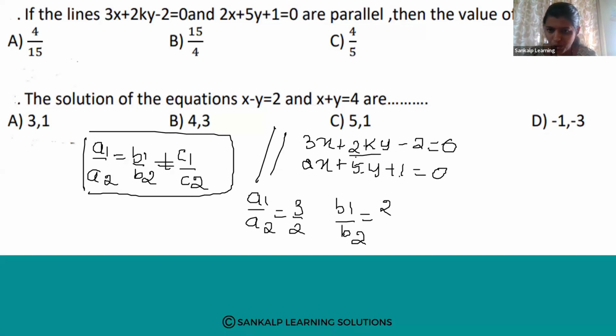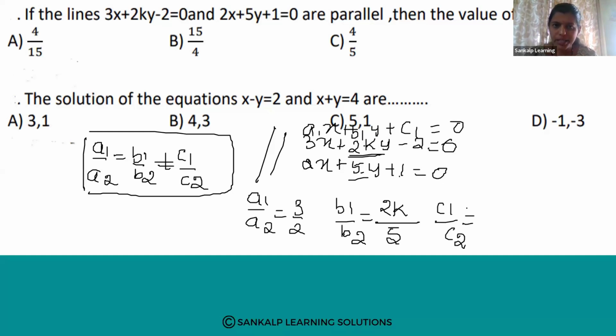B value is 2k here. Why? Because in a1x plus b1y plus c1, y means 2k is the coefficient of y. That means b1 value is 2k. 2k divided by 5. C1 divided by C2 is minus 2 divided by 1. A1 divided by A2 value is 3 by 2.